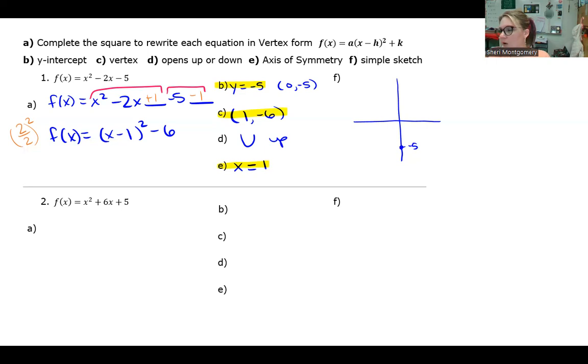This is why I make you do all those mystery pictures, so that we can get good at plotting points. So we're going to go over 1 and down 6. I didn't scale anything, but it'd be about right there. It's just a sketch. I know that I'm going to open up, so it has to look like a happy face. I'm opening up, and that point is 1, -6. So I just labeled that point.